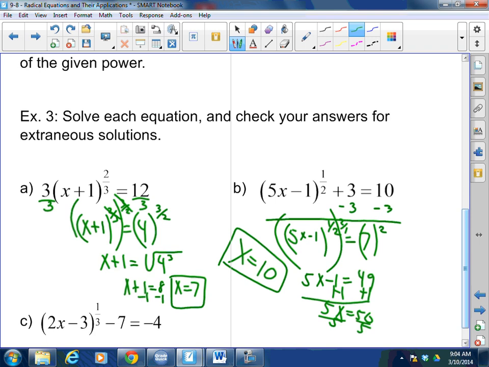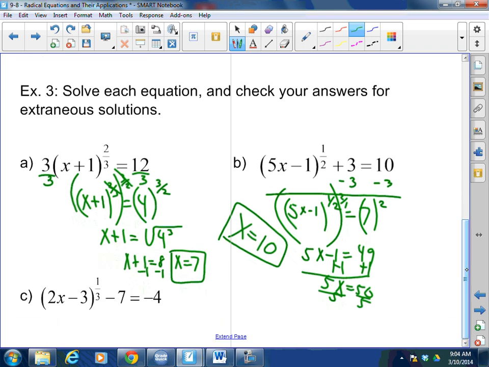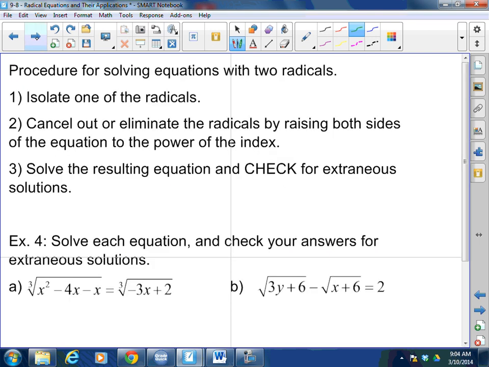Okay. I'm going to skip C because I'm running short on time, and I got to move on. Is that fine? Is that fair? Thank you, gentlemen. Okay. Because I got to get to this.